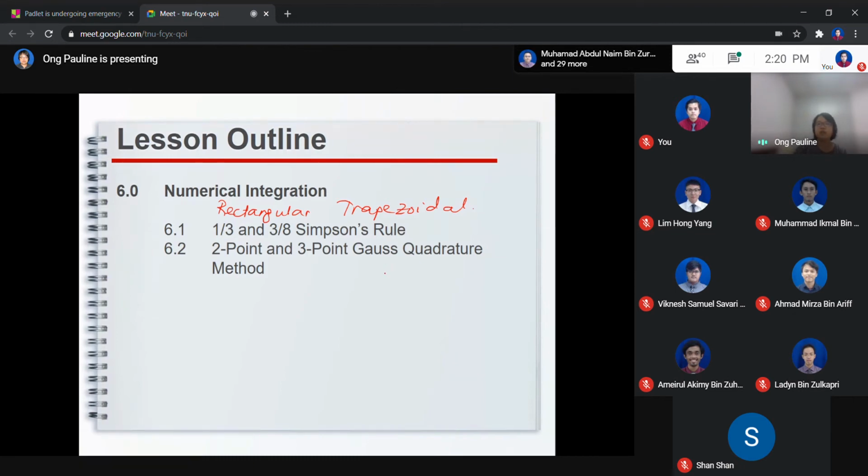You can have 4 points, 5 points Gauss quadrature, but we will only look at the 2 points and also the 3 points. Once you know how to solve for the 2 and 3 points, you should have no problems solving the integration using 4 points, or even the 6-point Gauss quadrature. As usual, let us look at the topic learning outcome.